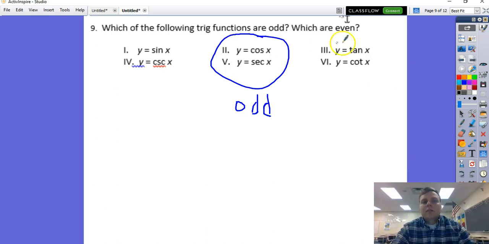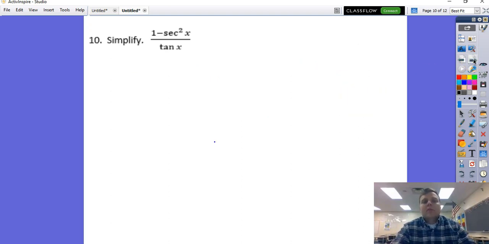Alright, moving on. Number 9. Which of the following trig functions are odd, which are even? I honestly suggest you just memorize this. As far as a test goes, I think the easiest solution here is just to memorize this. Okay? Cosine and secant are even. The other 4 are odd. Alright? Number 10.